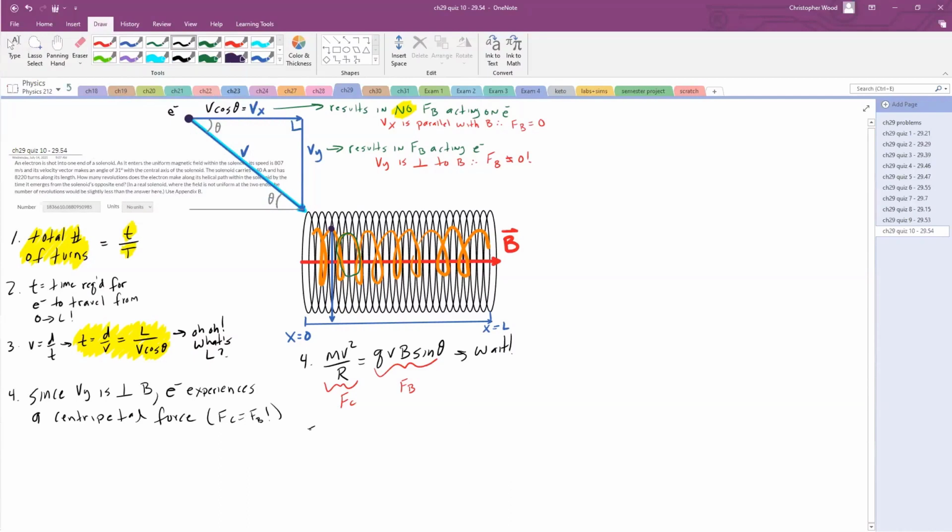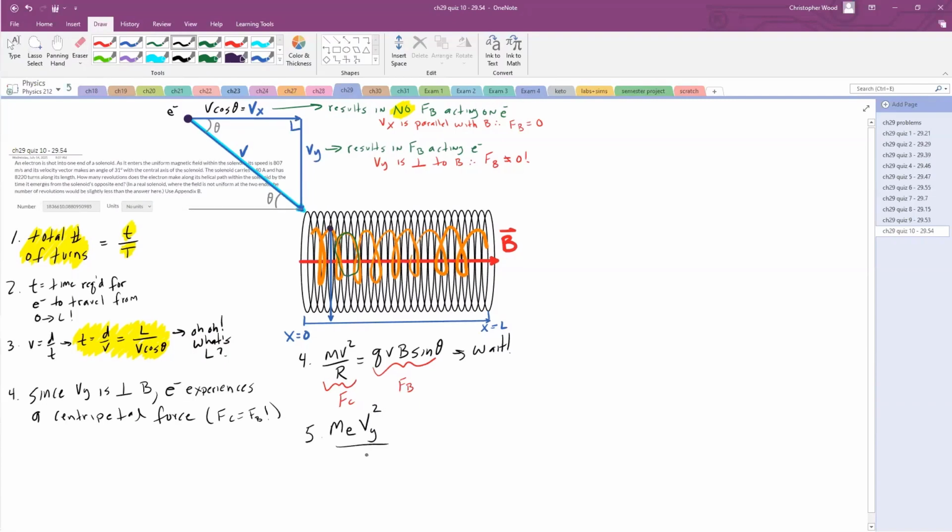But wait, what am I saying? Because I need to worry about subscripts. This is the mass of an electron, and that's not just any old V. That's V subscript y squared. So this is why, again, subscripts are critically important.